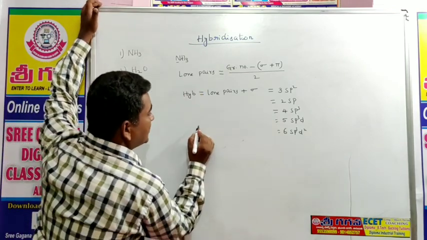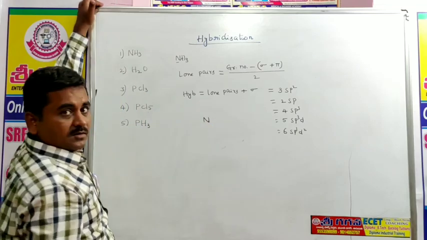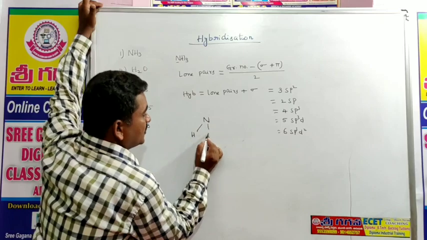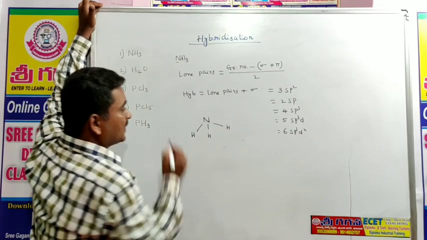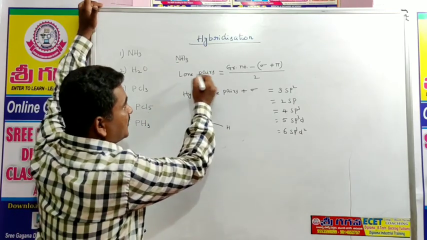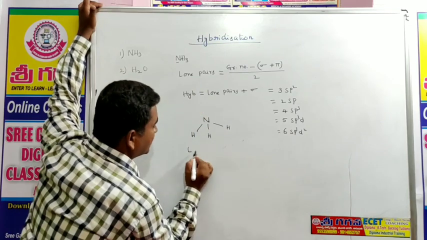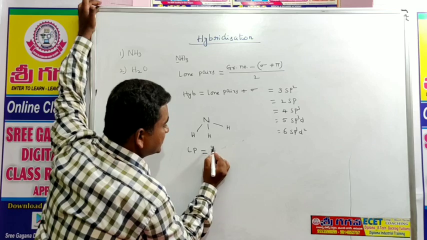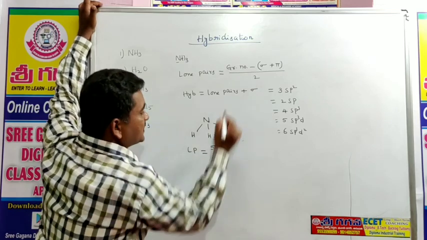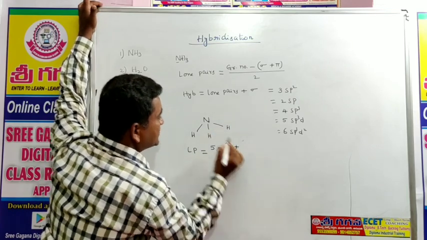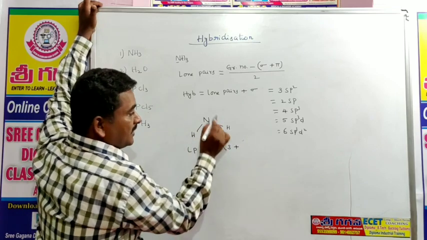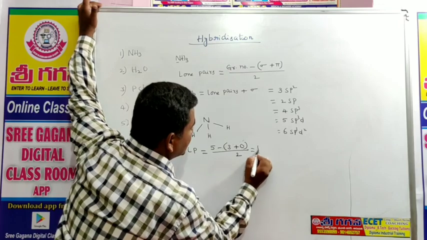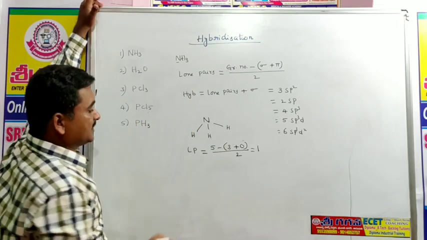Now we see the ammonia molecule. Roughly we can draw this as nitrogen attached to 3 hydrogens. So find the lone pairs of electrons by this formula. Lone pairs is equal to the group number of nitrogen, which is 5, minus the number of sigma bonds, 1, 2 and 3. There are no pi bonds, so 0 pi bonds, divided by 2. We got 1 lone pair of electrons.